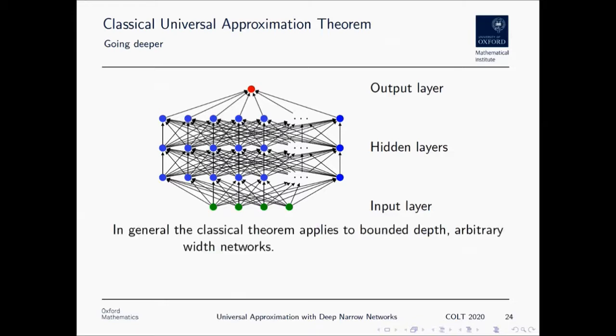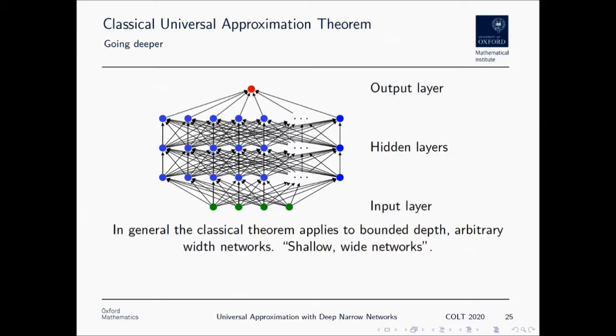And so collectively, what this then means is that the classical theorem applies to bounded depth arbitrary width networks, which I'll refer to as shallow wide networks. This says nothing about the efficiency of going deeper, but it does at least reassure us that we've not lost anything by doing so.